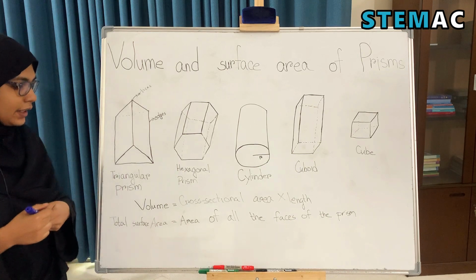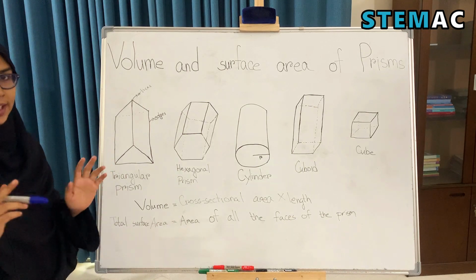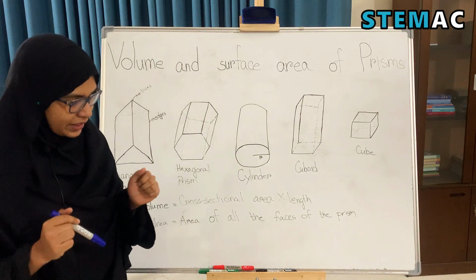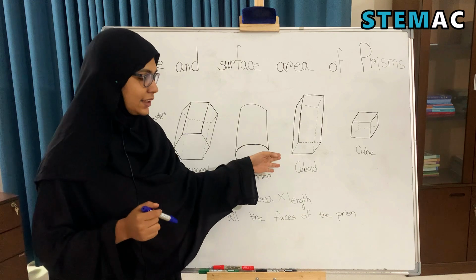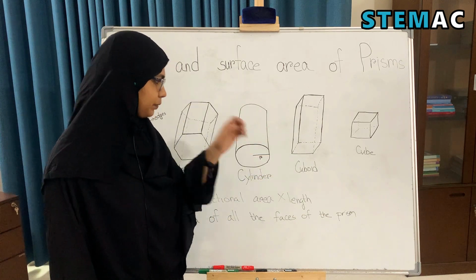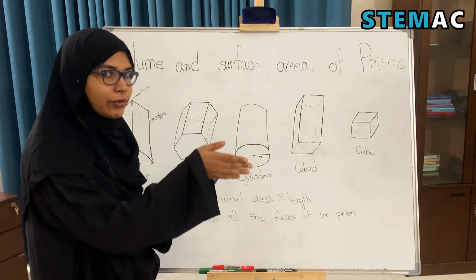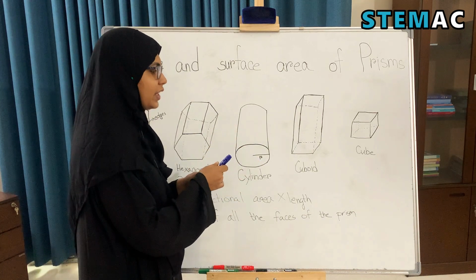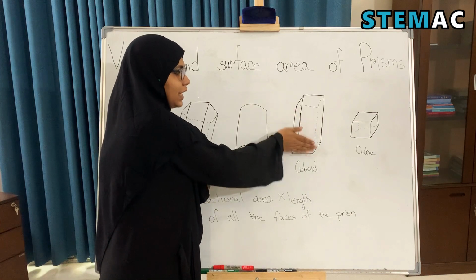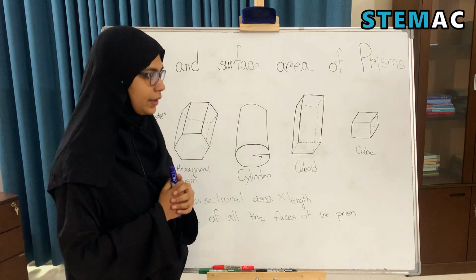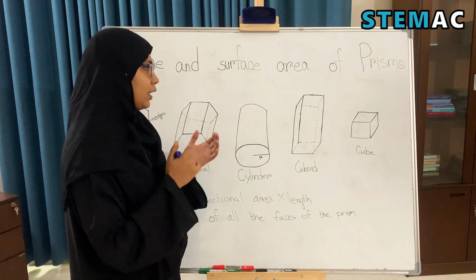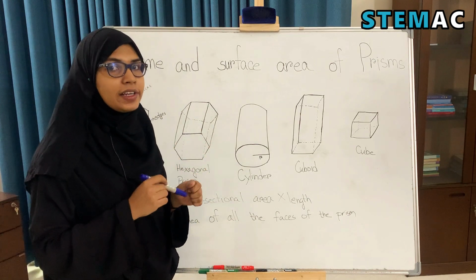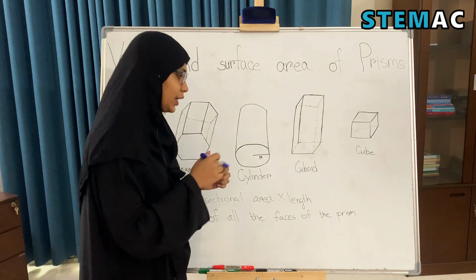You can best identify a prism with the example of a loaf of bread. A loaf of bread is usually cuboidal in shape. If you slice up the loaf of bread, then you will find the same area of bread. And that is what prisms are: the same area of cross section throughout the length of the prism.